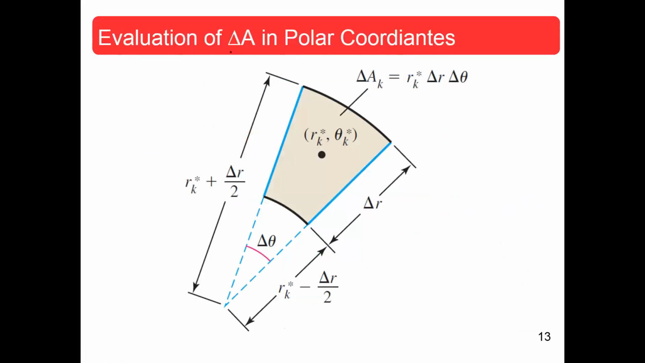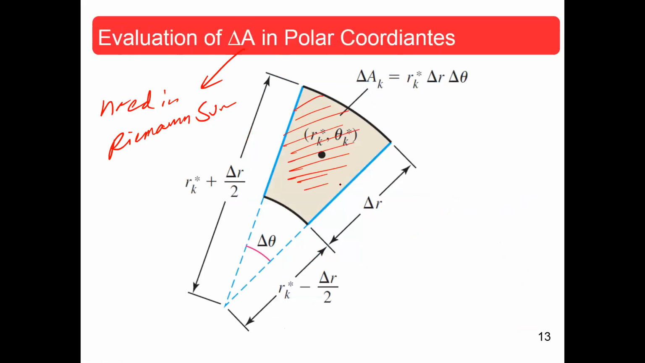Now let's see, how do we evaluate the change of area? Because that's what you need in the Riemann sum. So the change of the area, which is this part. The conclusion is r_k star times delta r delta theta, but here we can do a quick proof. How do you get this change of the area, which is the shaded area of the kth subregion?